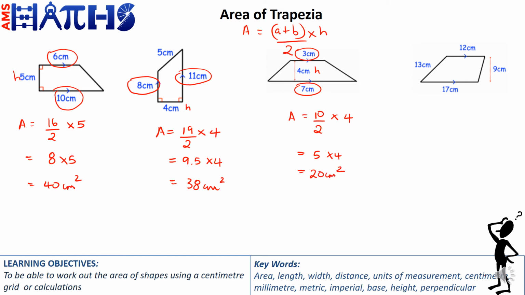In this example, we can see our arrows indicating our parallel sides. The height between the parallel sides is 9. So for the area, we add the parallel sides, which gives 29, divide that by 2, then multiply by our height, which is 9. 29 divided by 2 is 14.5. Multiply that by 9, and we get 130.5 centimeters squared.